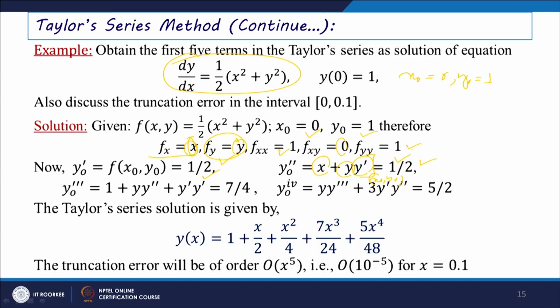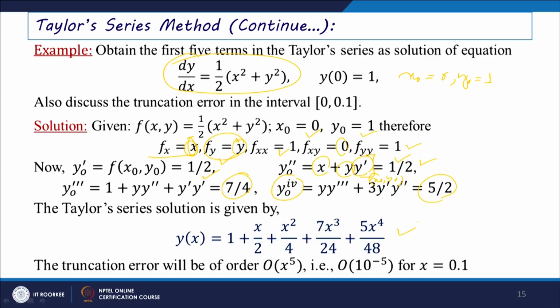Similarly, for the third order differentiation, the first term is 1 plus y double dash plus y dash into y dash, that is 7 by 4, and y fourth at x0, y0 is 5 by 2. Putting all these terms in, we obtain the Taylor series expansion as 1 plus x by 2 plus x square by 4 plus 7x cube by 24 plus 5x to the power 4 by 48.